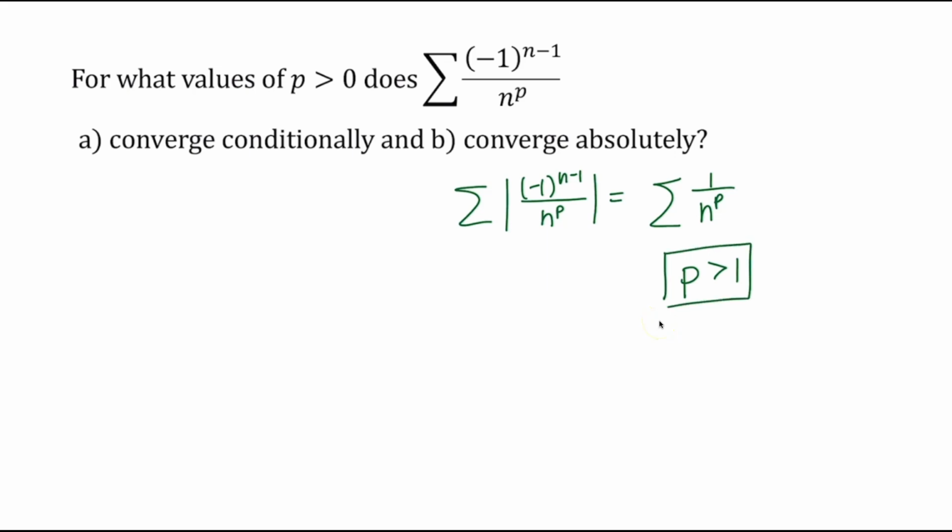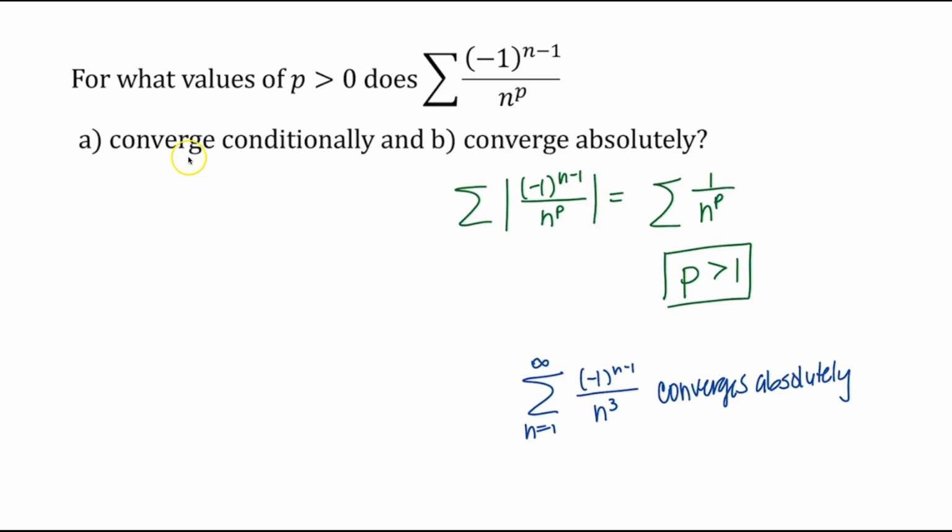And we actually did a specific example of this. We looked at the sum of n equals 1 to infinity of negative 1 to the n minus 1 over n cubed in a previous example, and we found that this converges absolutely. And what is that p-value there? That p-value is 3, which is greater than 1.